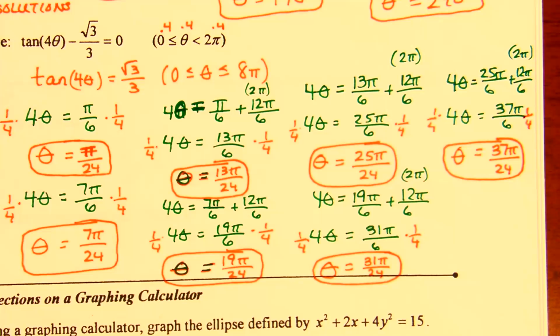Bottom row, 4 theta equals, we were at 31 pi over 6. We're going to add 12 pi over 6, so adding that 2 pi. So 31 pi plus 12 pi is going to be 43 pi over 6. You end up with theta is 43 pi over 24.